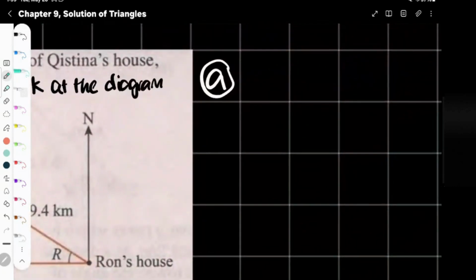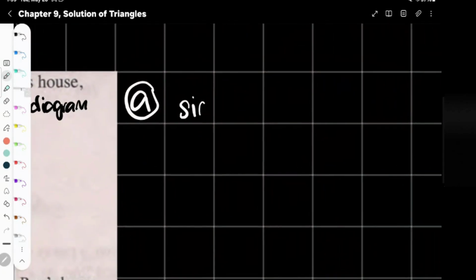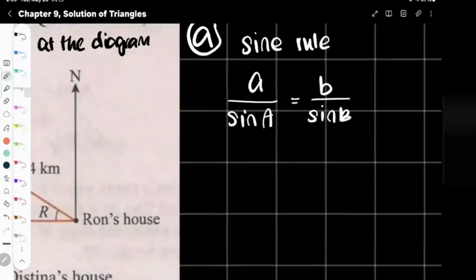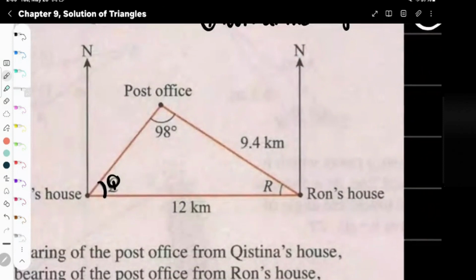You can use the first rule, which is the sine rule. So what does the sine rule state? It states a over sine A equals b over sine B. So we can compare two things here. We can use either way. Let's say this is a. So the angle opposite from here is going to be capital A.